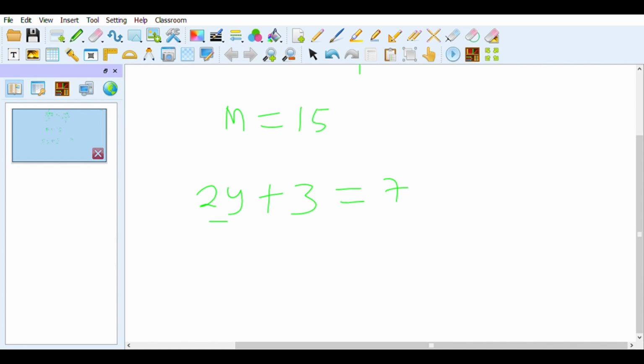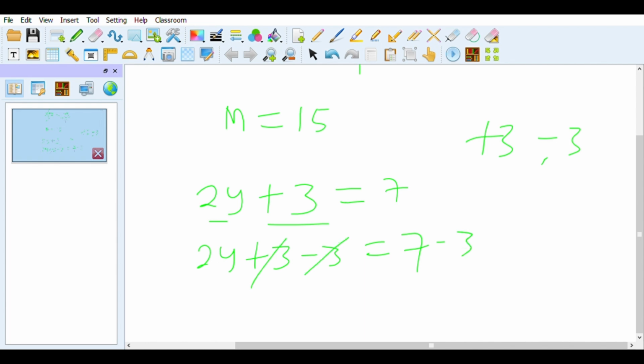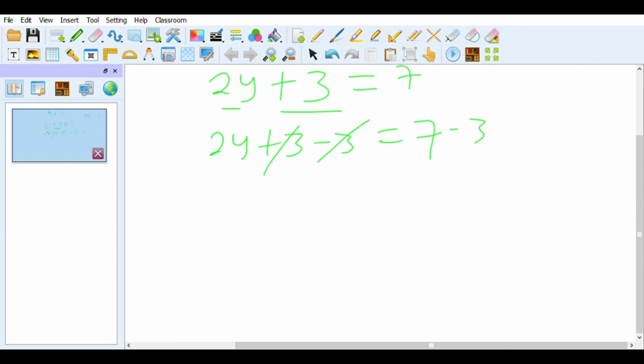Okay, so we have a plus 3 here. The additive inverse of plus 3 is minus 3. So we're going to subtract 3 from both sides. So 2y plus 3, we subtract 3. On the right hand side, we'll also subtract 3. Plus 3 minus 3 is 0. So we have 2y is equal to 7 minus 3 is 4. So now we have 2y is equal to 4.